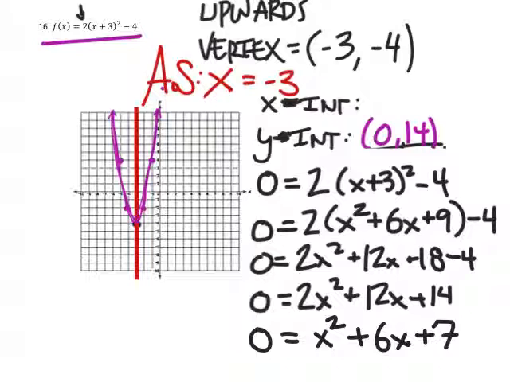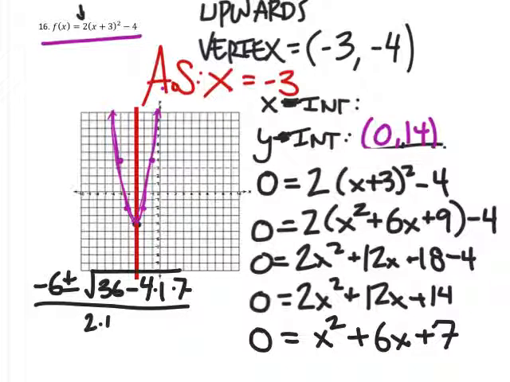Negative b rather, so I have a negative 6 plus or minus the square root of b squared, which is 36, minus 4 times a, which is 1, times c, which is 7, all over 2 times a. Solving this directly and simplifying, I am skipping quite a few steps here. The x-intercepts would be negative 3 plus or minus the square root of 2, and 0.